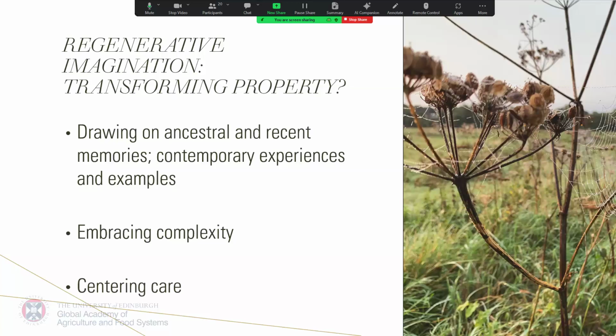Additionally, a regenerative imagination of property might involve centering care. Joan Tronto and Bernice Fisher, two foundational thinkers in the field of care ethics, have defined care as any activity that we do to maintain, continue, and repair our world so that we can live in it as well as possible. That world includes our bodies, ourselves, and our environment.